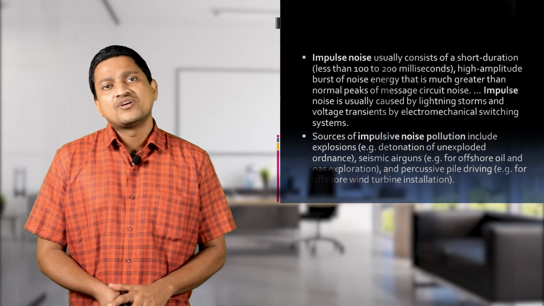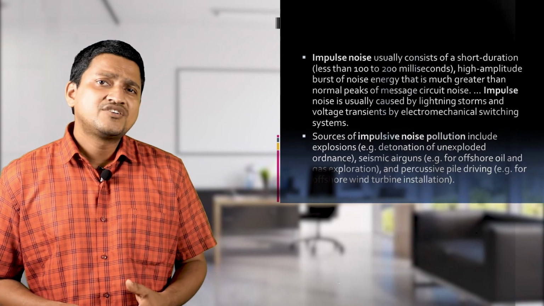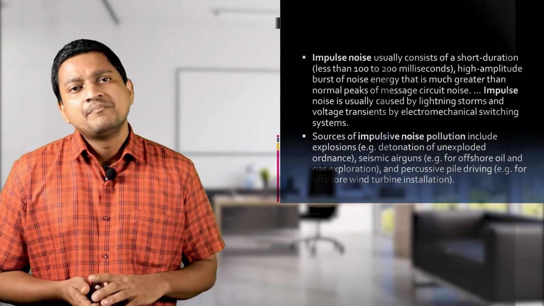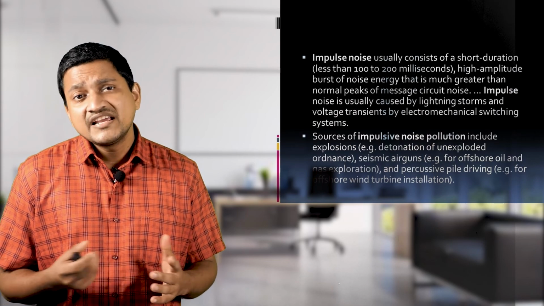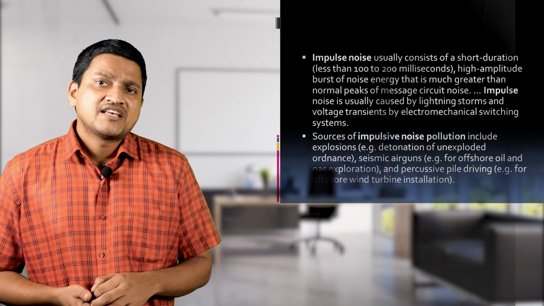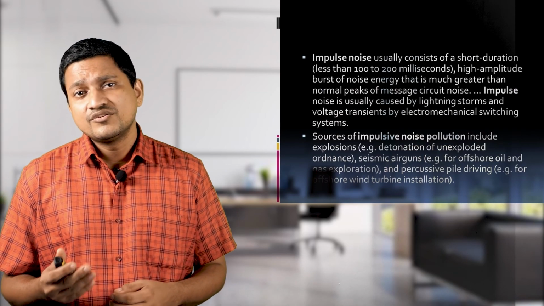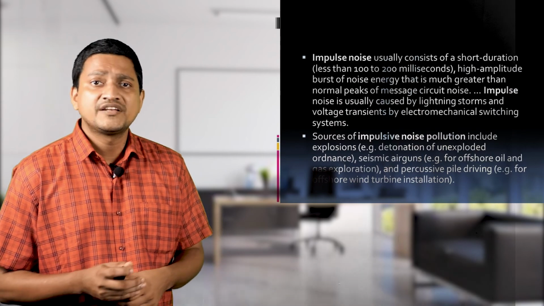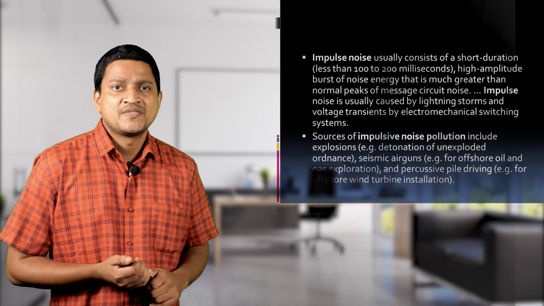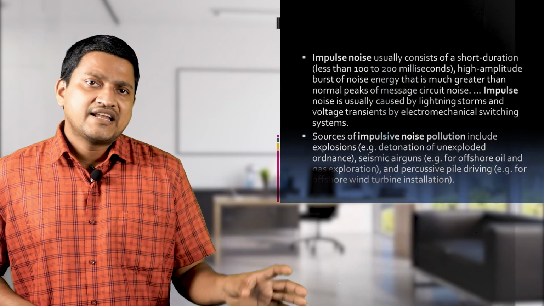Impulse noise usually consists of a short-duration, less than 100 to 200 milliseconds, high-amplitude burst of noise energy that is much greater than the normal peak of message circuit noise. Impulse noise is usually caused by lightning storms and by transients generated by electromechanical switching systems, etc. That type is called impulsive noise, whose duration is short.